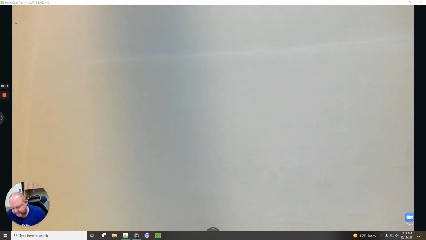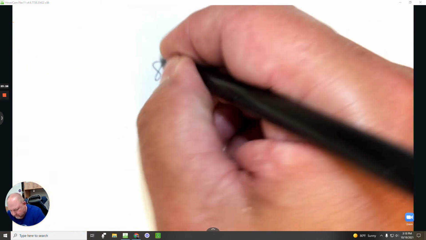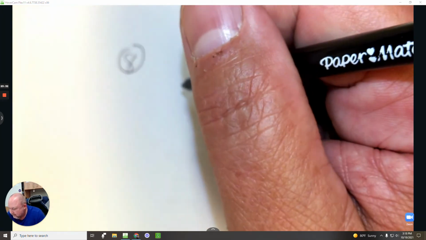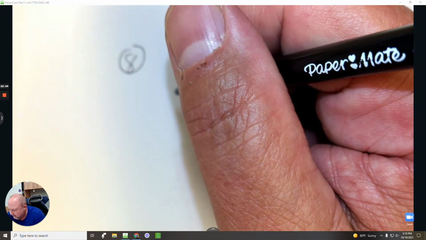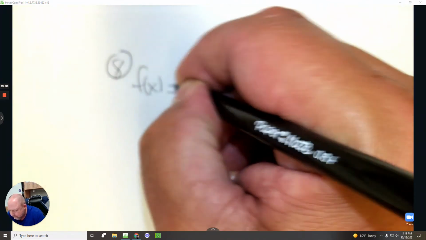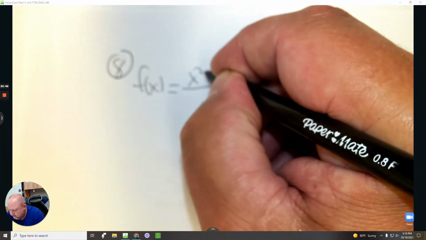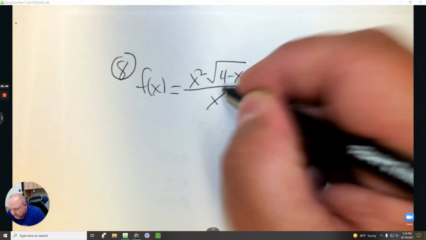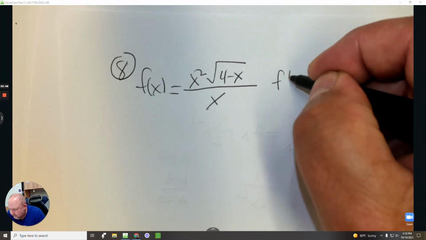Number 8. Find the domain, reduced function, holes, and so on, and graph. So do everything, and then graph it. And it gives you what you need.